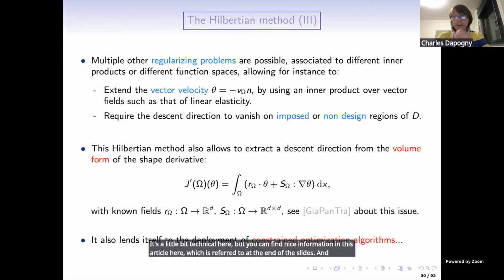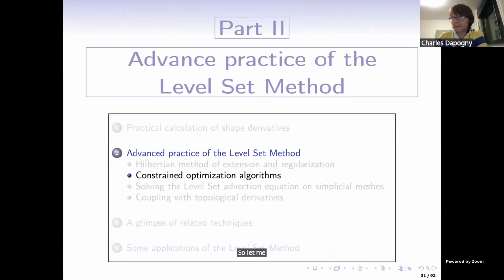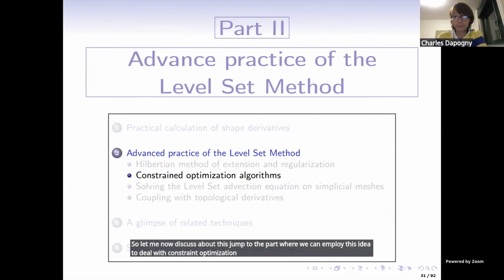And most importantly, this Hilbertian structure over the set of admissible deformation directions for the shape paves the way to constrained optimization algorithms to be carried out in the context of the level set methods. So let me now discuss the part where we can employ this idea to deal with constrained optimization in the context of the level set method for shape optimization.